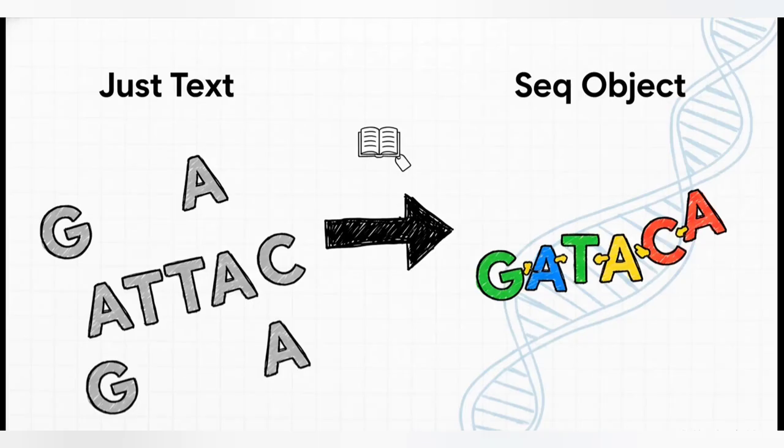And this is the first kind of brilliant step. BioPython doesn't just see GATTACA as a bunch of random text. No, it creates something called a Seq object. And that object basically tells the program, hey, heads up, these aren't just letters, they're DNA bases and they follow specific biological rules. All of a sudden, our text has context.